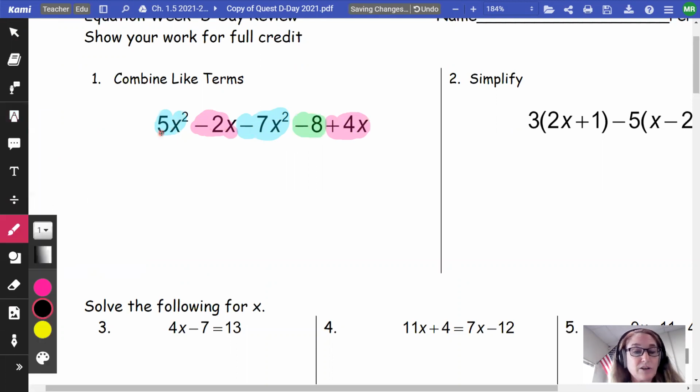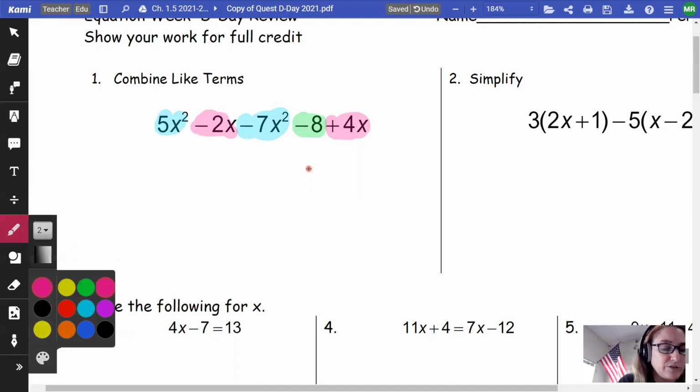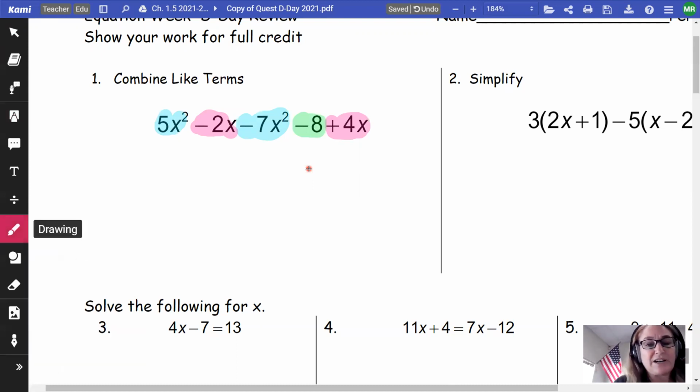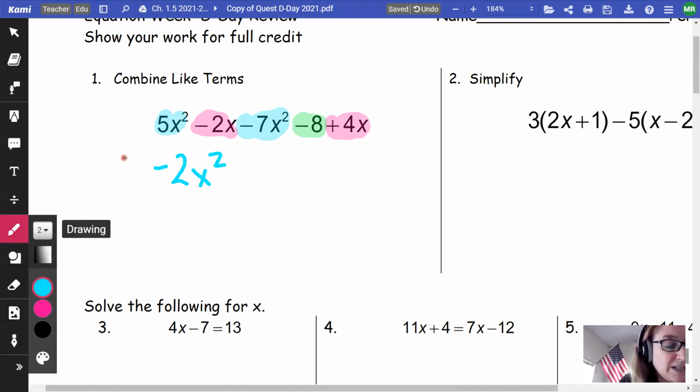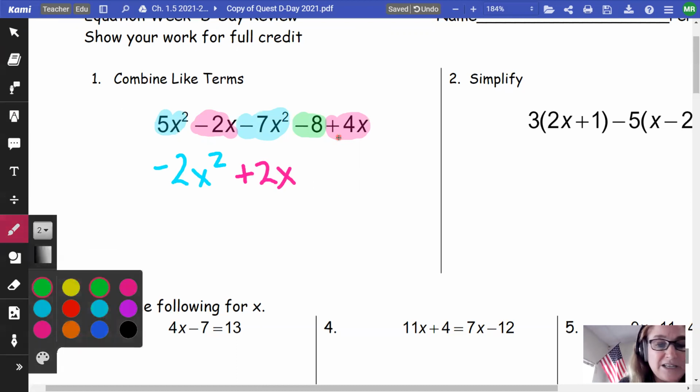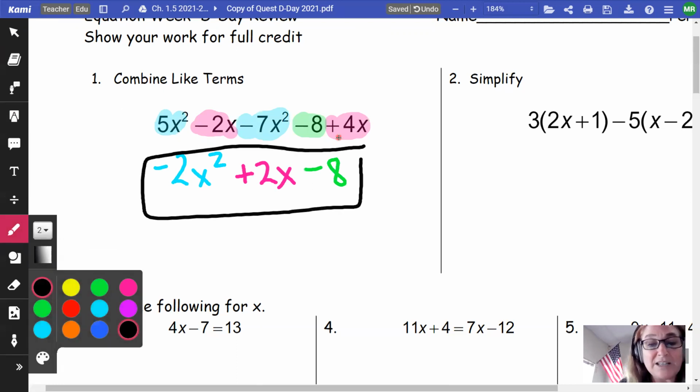Now, when I add x squareds with x squareds, they're still x squareds. You just have more or less of them. So in this particular situation, when I have 5x squared minus 7x squared, I am going to end up with a negative 2x squared. Then when I have my negative 2x plus 4x, that is actually going to be a plus 2x. And then I have my minus 8. And that's your answer. We're just combining things that are like.